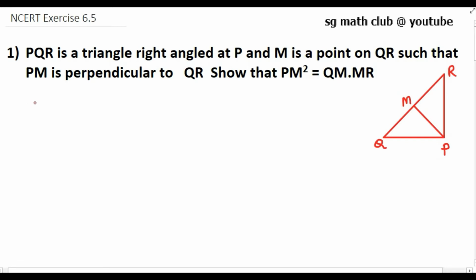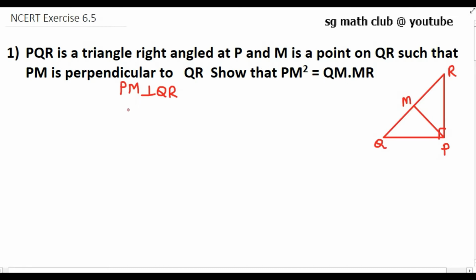So the first question is, PQR is a triangle right angled at P. We can see this right angle at P. M is a point on QR such that PM is perpendicular to QR. PM is perpendicular to QR. Now we need to show that PM square is equal to QM into MR.